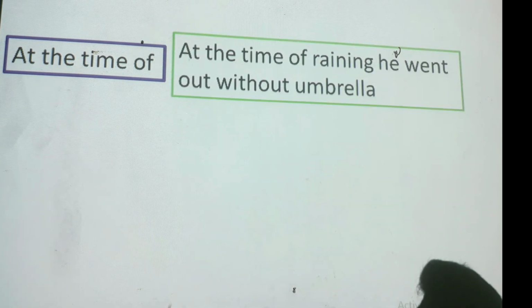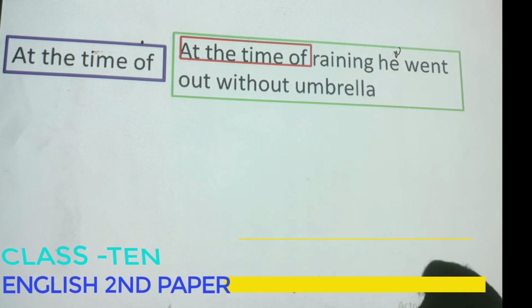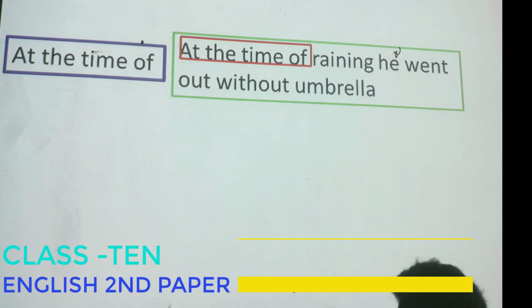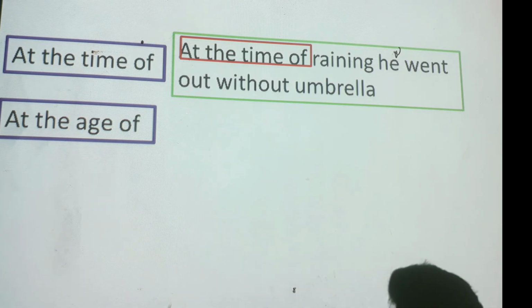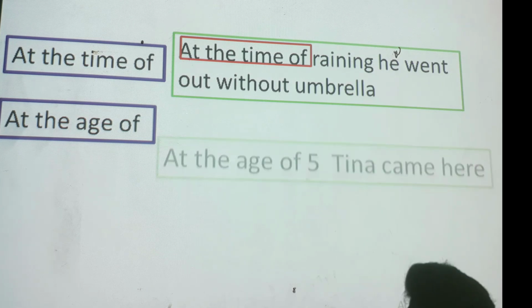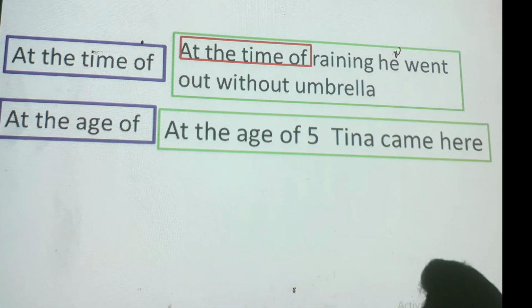Okay, next example, "at the time of." When you will see "at the time of" at the beginning of the sentence, then you will think this sentence is simple sentence. Look, in this sentence, there is "at the time of." While you will see in a sentence "at the age of," the sentence will be simple sentence. Example, "at the age of."